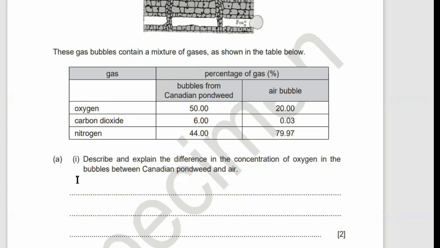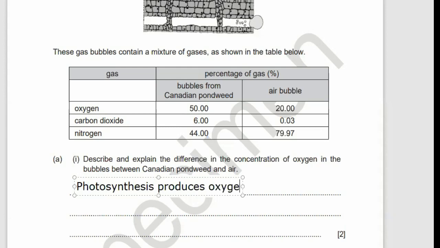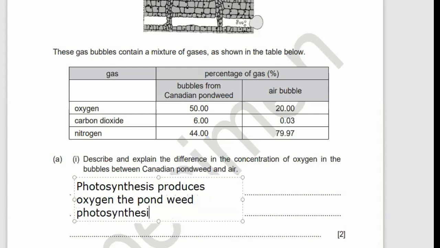Well, what does the pondweed do? It's a plant, and plants, in order to make their own food, do photosynthesis. So the difference is photosynthesis produces oxygen. The pondweed photosynthesizes.